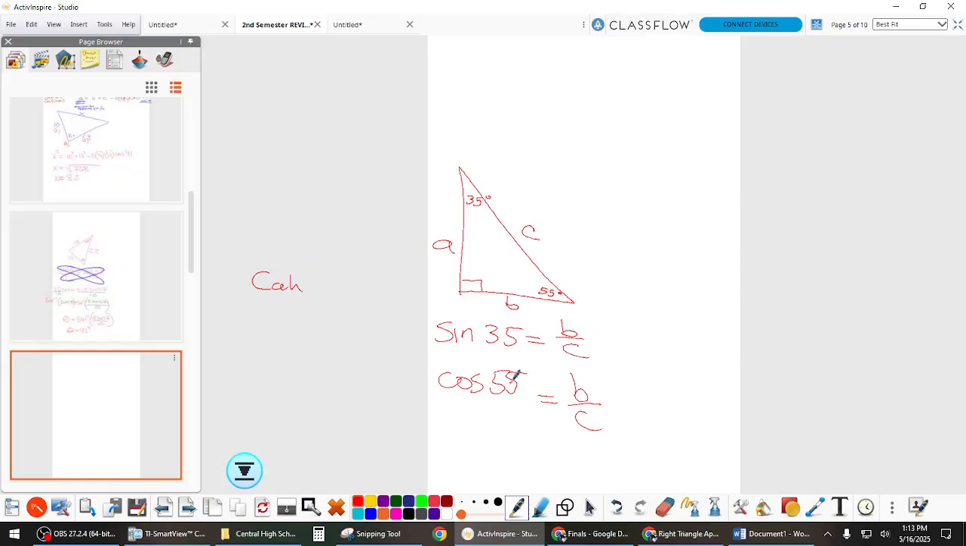So we could do a different version of this. If I said sine of 55, what letters is sine of 55? A, so opposite over hypotenuse. So A over C. So what would have to go here to be equivalent?